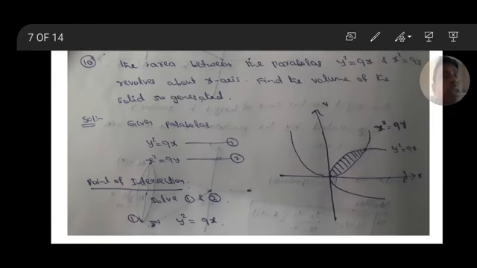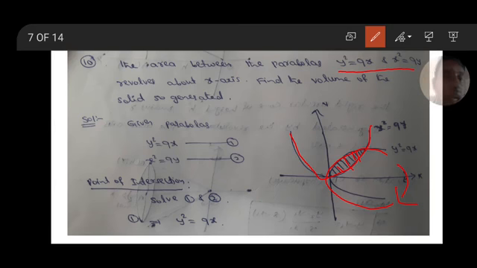Next problem. The area between the parabolas y square equal to 9x and x square equal to 9y revolves about the x axis. Find the volume of the solid so generated. The area between the two parabolas y square equal to 9x and x square equal to 9y, this area is revolving about the x axis, then find its value.